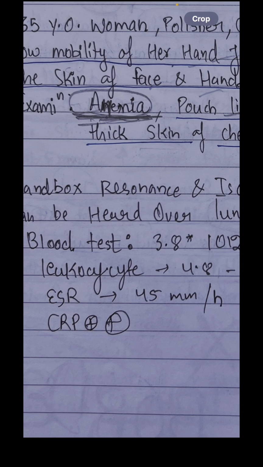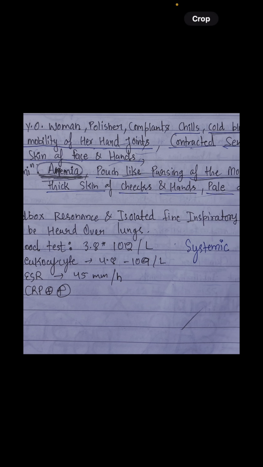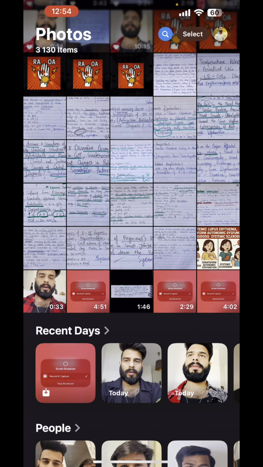A 35-year-old woman, a polisher, complains of chills and cold bluish fingertips and low mobility of her hand, a contracted sensation in the skin of the face and hands. This is amimia, maybe I have written it wrong, but this is amimia, which is a mask-like face, pouch-like pursing of the mouth, thick skin of cheeks and hands. So we got whatever we needed for marking systemic scleroderma.